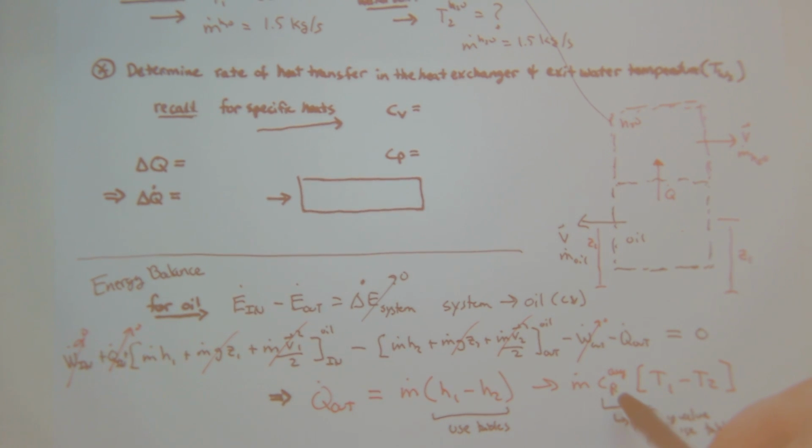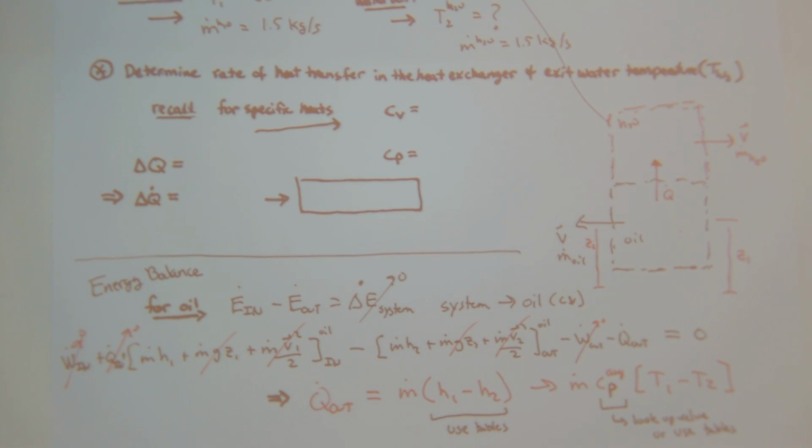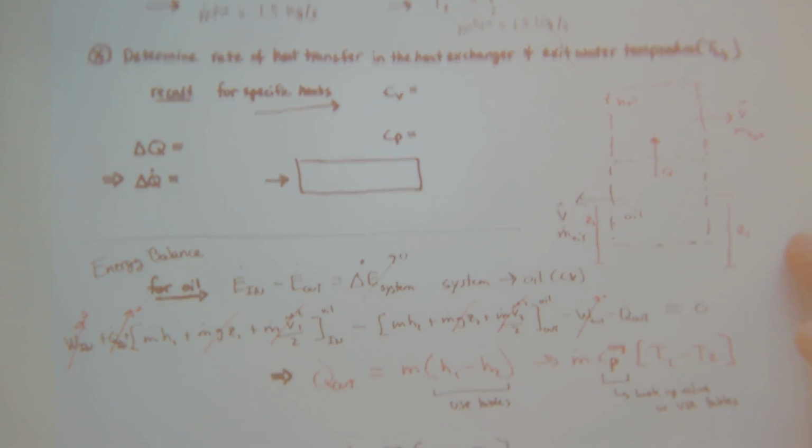And remember that this is the specific heat at constant pressure. So I already wrote this. So just write m dot Cp average (T1 minus T2). Let me look that up.